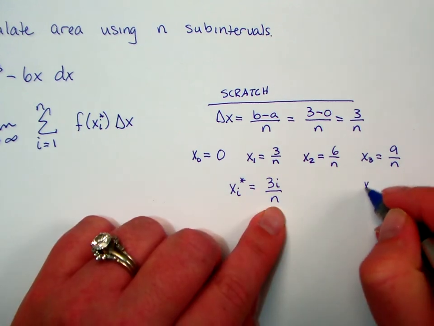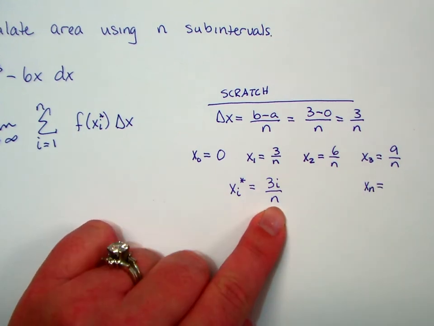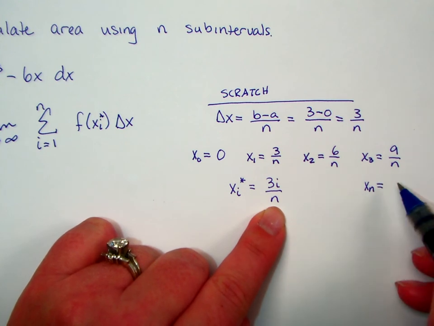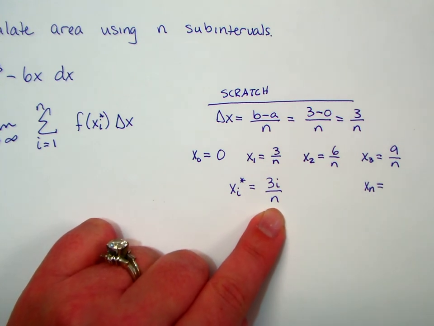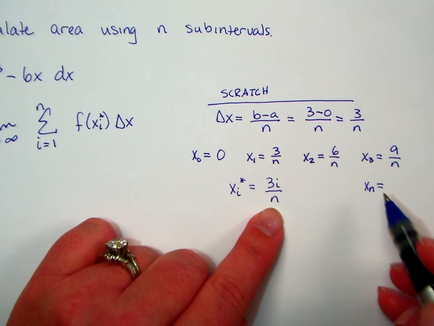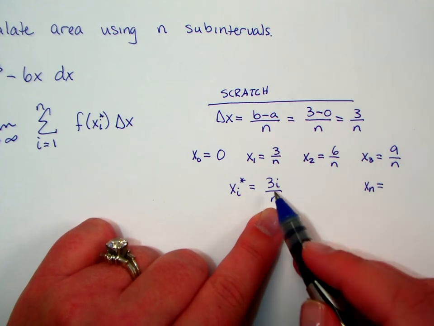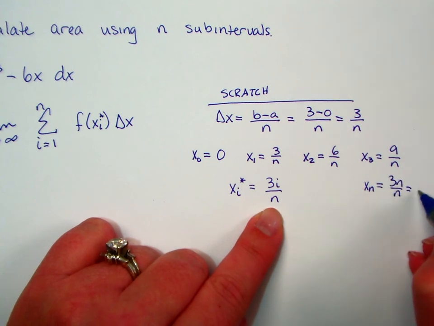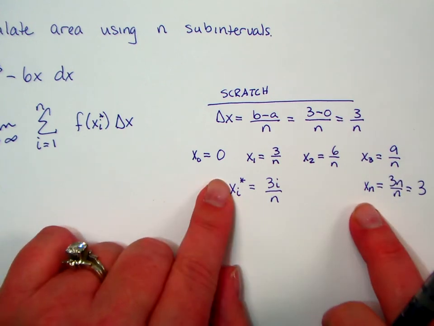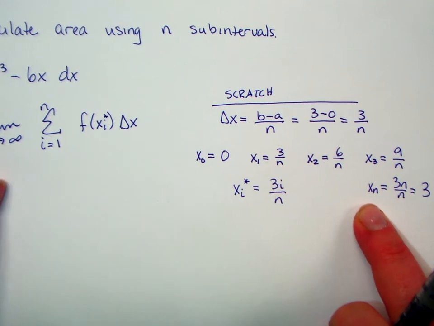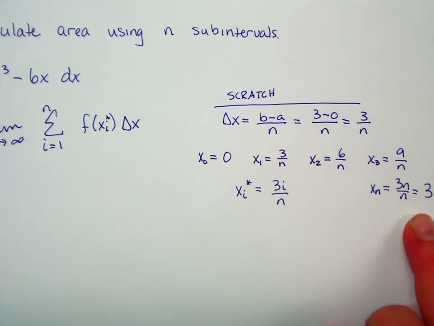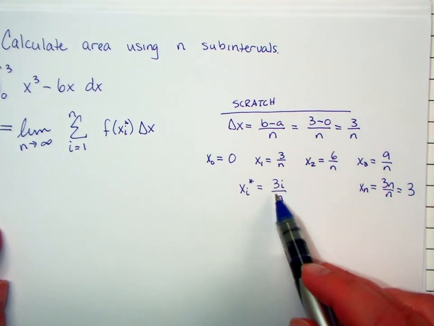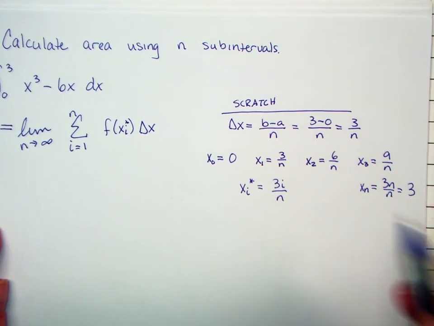So it is kind of important to check your x sub n, right? So x sub n in this case, we would plug in n for i, and so we get 3n over n, which is equivalent to 3, right? So x sub n should be our last endpoint, and it is, okay? It should be our upper limit of our integral, okay? And it is indeed. So you always want to make sure your formula works for the last term as well, all right?